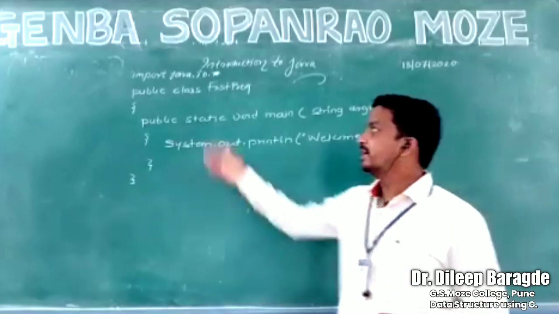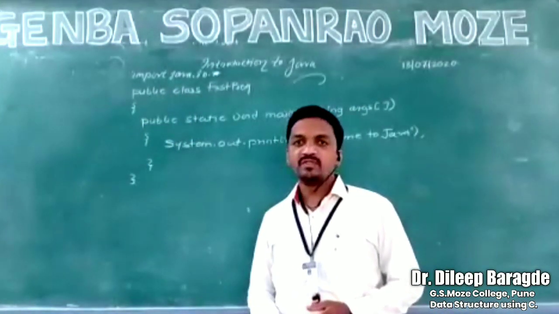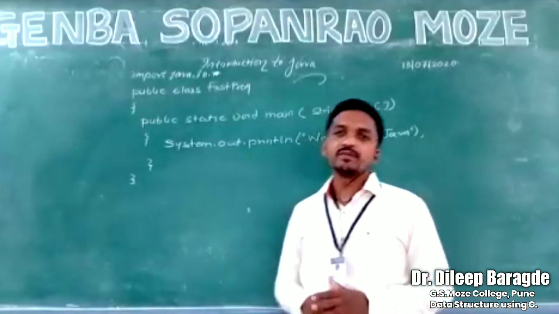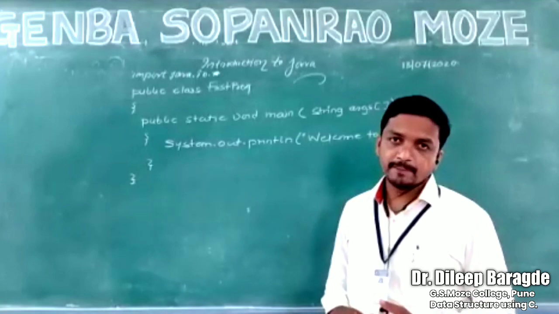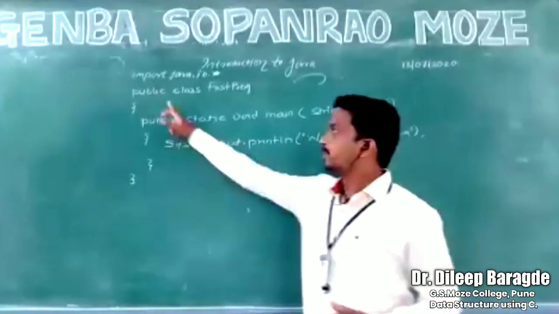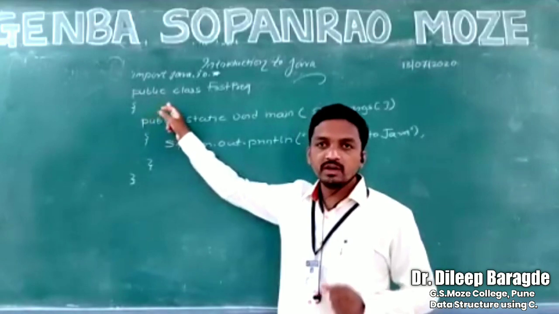So that's why it will be declared as public. The main function can be accessible to all. So whichever class it is, it should always be declared public. Got it? So public, why public? Because it should be accessible to all other classes.